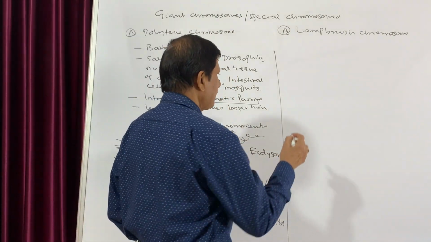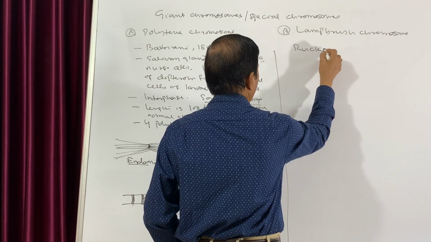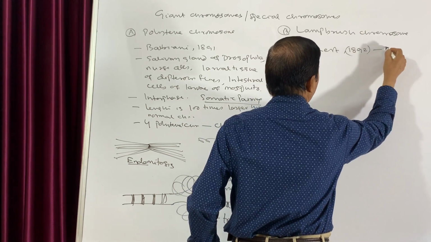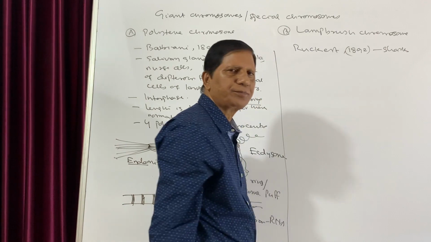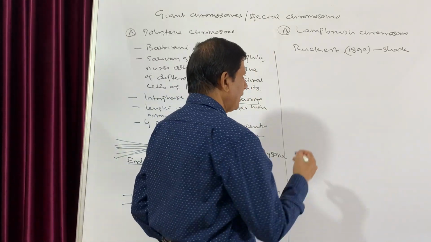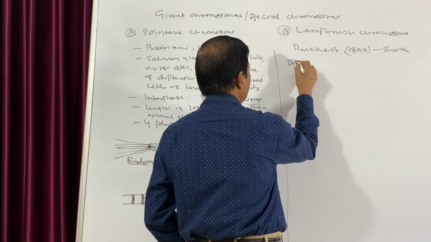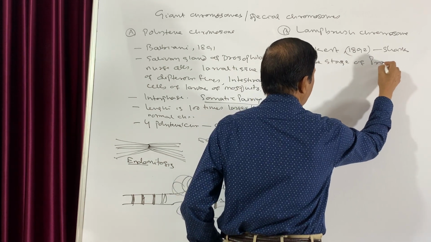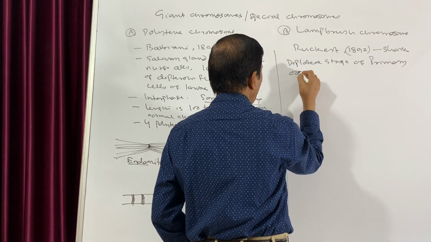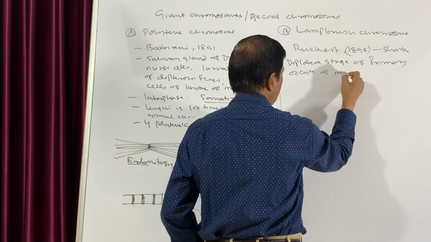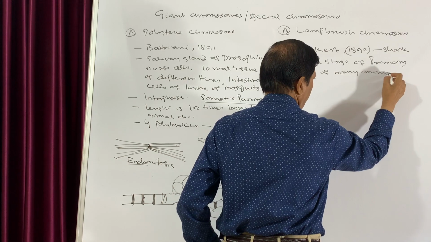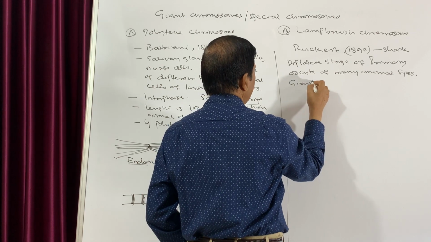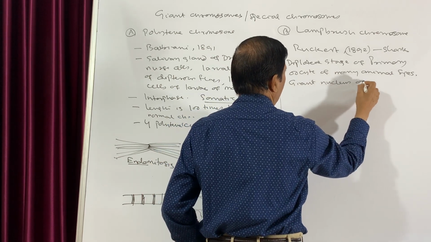Now let us discuss the second one, that is the lampbrush chromosomes. The lampbrush chromosomes were discovered by Rückert in 1892 from the shark, and later on it was found that this is found in the diplotene stage, stage of primary oocyte of many animal species. It is also found in the giant nucleus of Acetabularia.